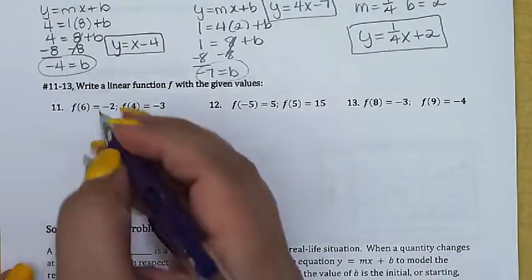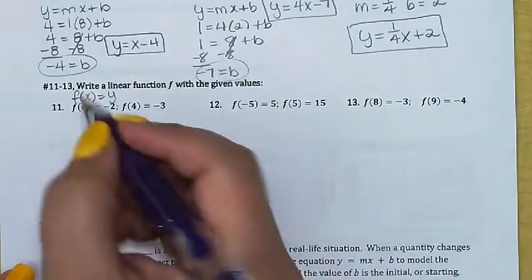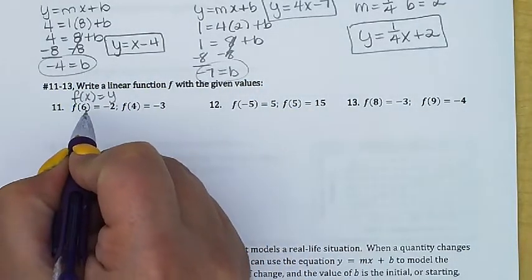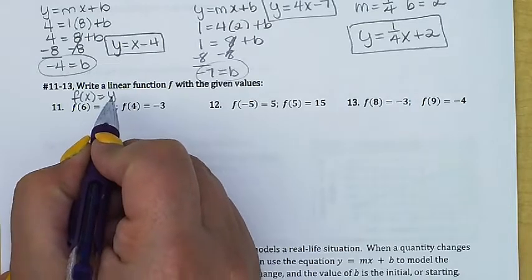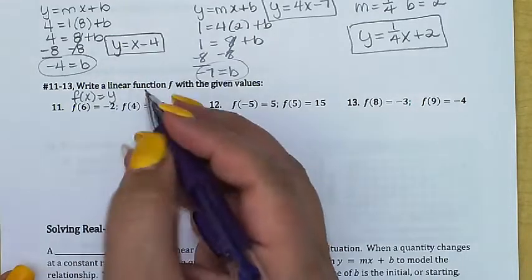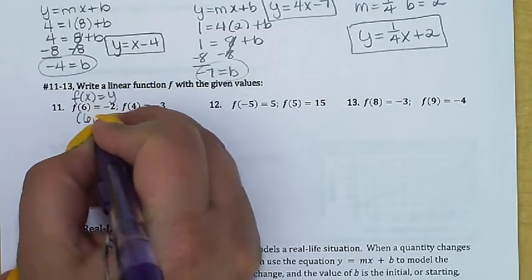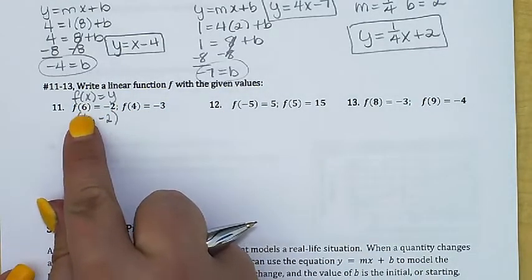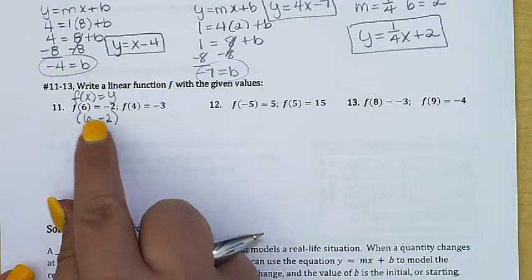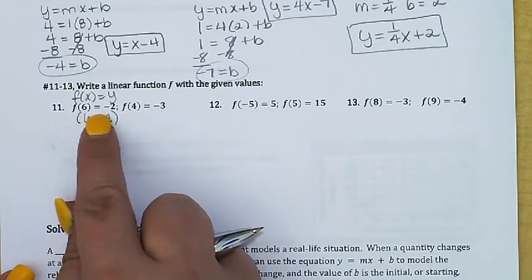Just remember that f of x is equal to y. And what that tells me is that when I see f of 6, that's telling me that x is 6. And when I see that f of 6 equals -2, that's telling us that the y output is -2. So all they did just now is give me an ordered pair, telling me that when x was an input of 6, the y output was -2. That's all that's saying.